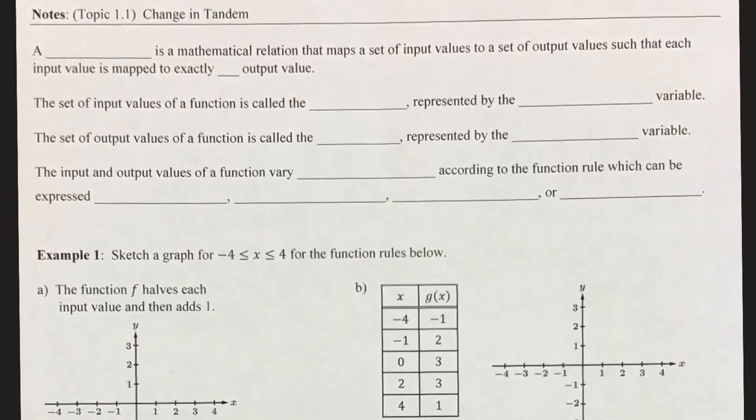Okay, first day of AP Pre-Calculus. We're going to start with some definitions. A blank is a mathematical relation that maps a set of input values to a set of output values such that each input value is mapped to exactly blank output values. I know, a lot of words, right? Math is very wordy. You think it would just be all numbers and stuff.